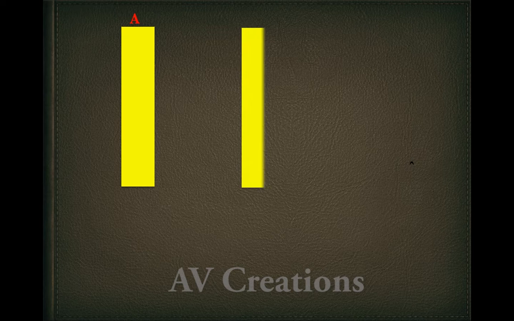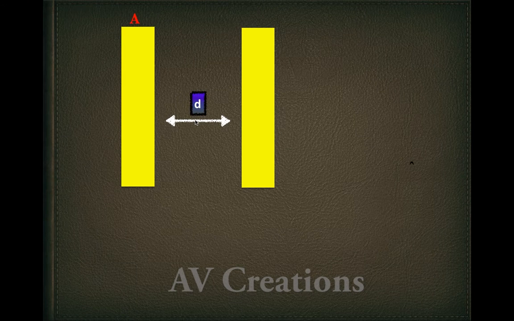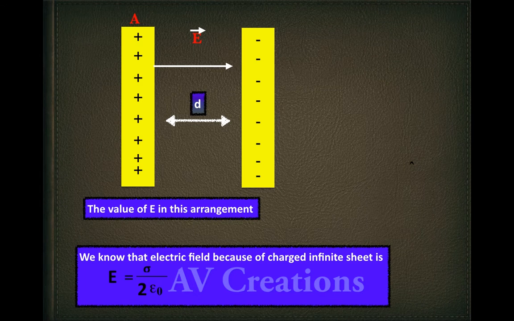Now we are considering a capacitor. The area of the conductor is A and the distance between the conductors is d. This is positive charge and this is negative charge, and this side is earthed. We are not showing that here. The direction of electric field E is from positive to negative. What will be the expression for electric field E? We know that the electric field because of a charged infinite sheet is equal to sigma by 2 epsilon 0.